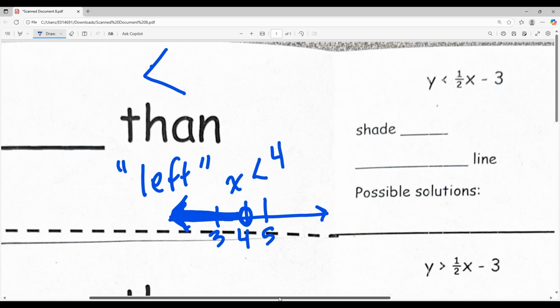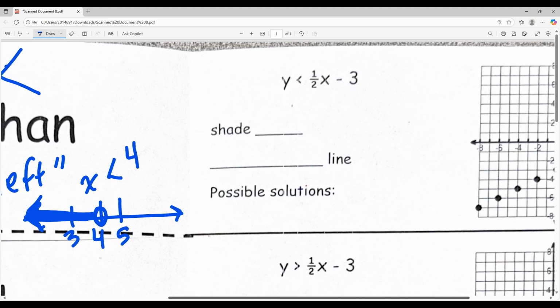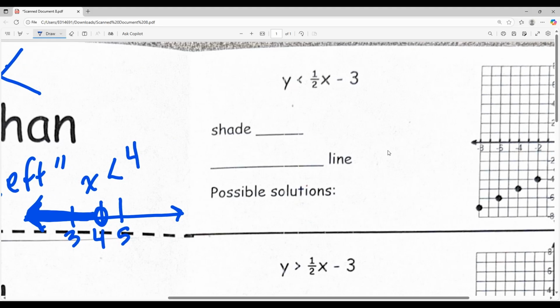Okay. Now, we're going to talk about dealing with a linear inequality with two variables. You must graph this. Now, they've already graphed it for you on the paper.